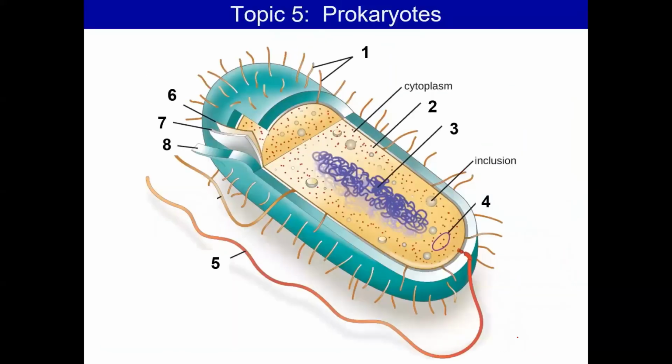Topic 5 were the prokaryotes. Remember, the prokaryotes included both the archaea and the bacteria. So let's see if we can remember what these parts are and what they do. Number 1 are these hair-like structures, and these are called fimbriae, and the other word is pili.